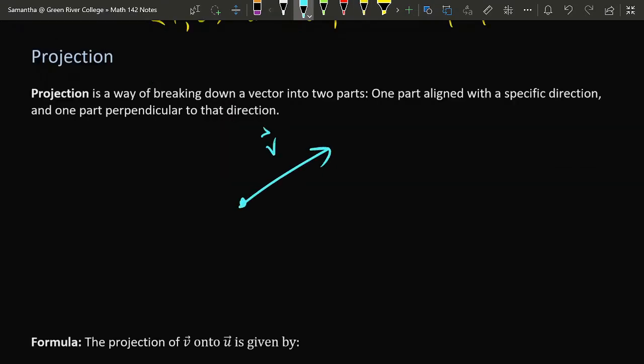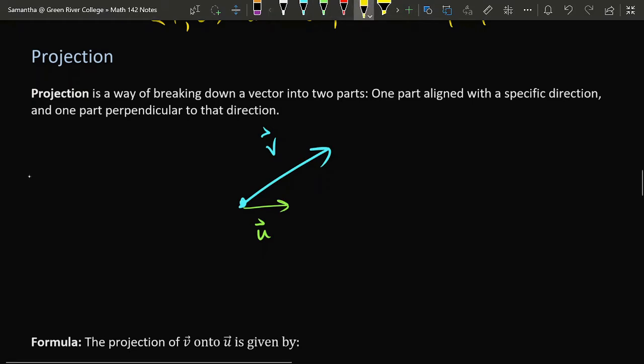You have some vector called v, and then you have some other direction, maybe call it u. And the goal is to figure out, okay, what part of v, what portion of v is aligned with u? And what portion of v is exactly perpendicular to u?